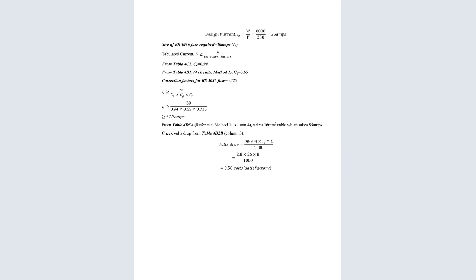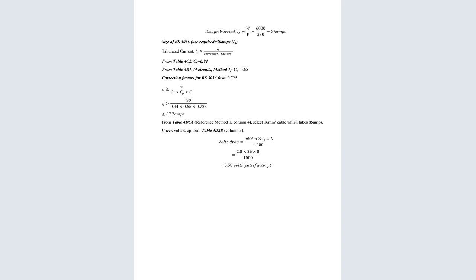The wattage is already given as the loading of that specific load, which is 6 kilowatts, which is 6,000 watts, divided by the voltage, which is the standard supply voltage of 230 volts, which is equal to 26 amperes. So that is the rated current or the design current. So the size of the BS 3036 fuse required is the 30 amperes tabulated.